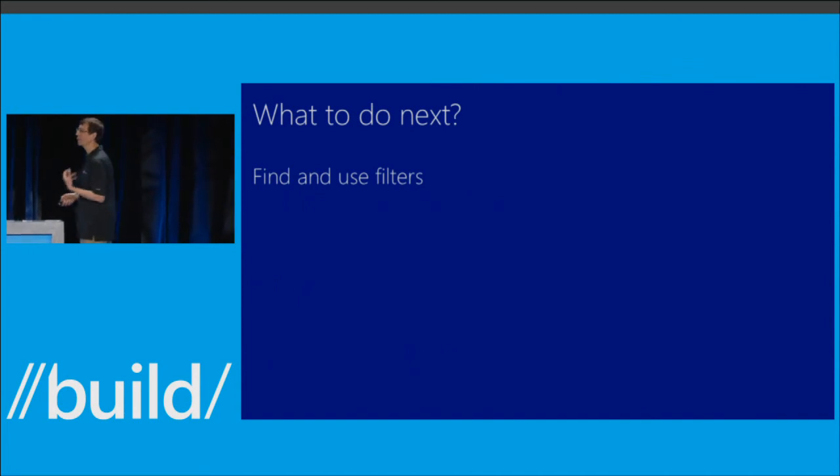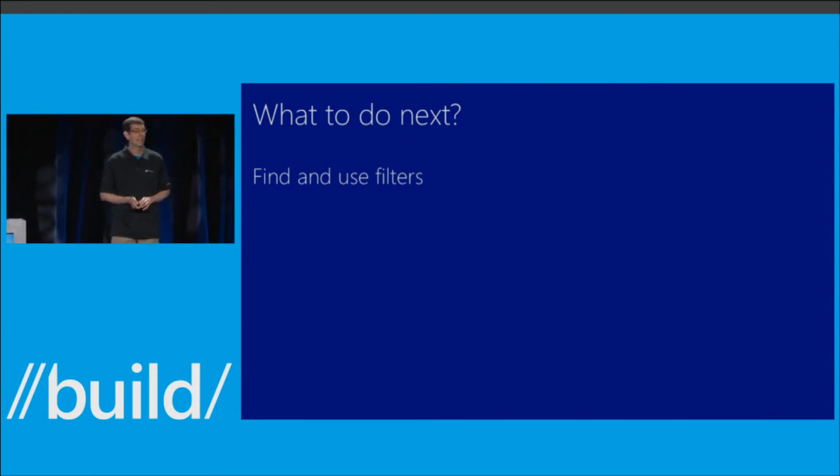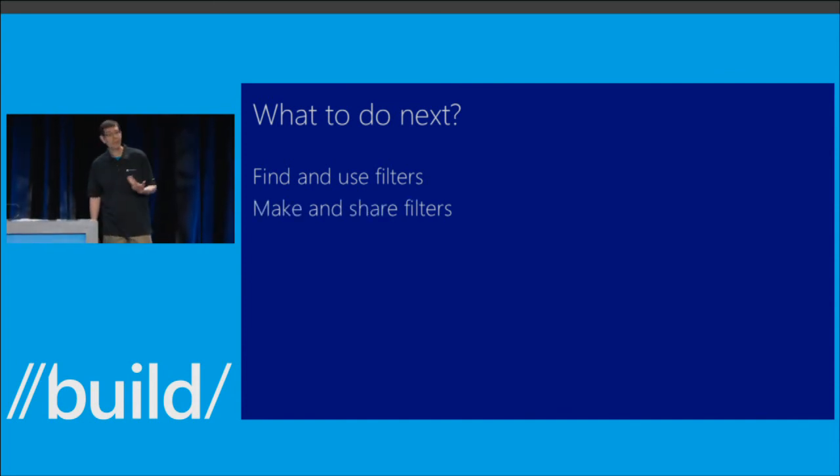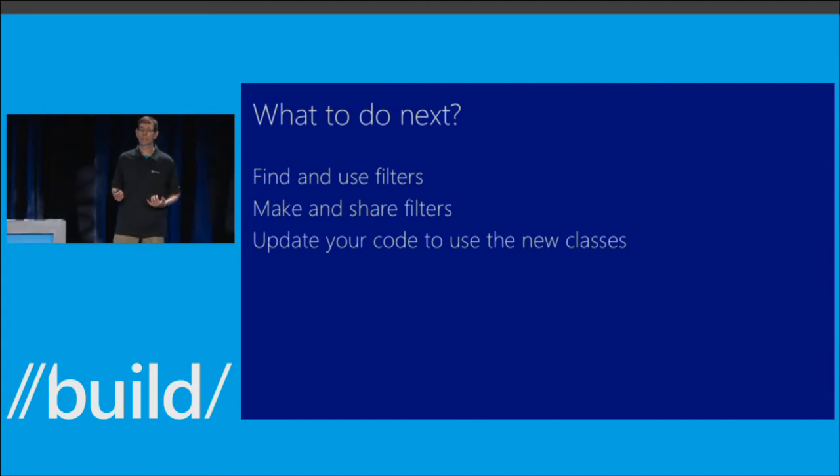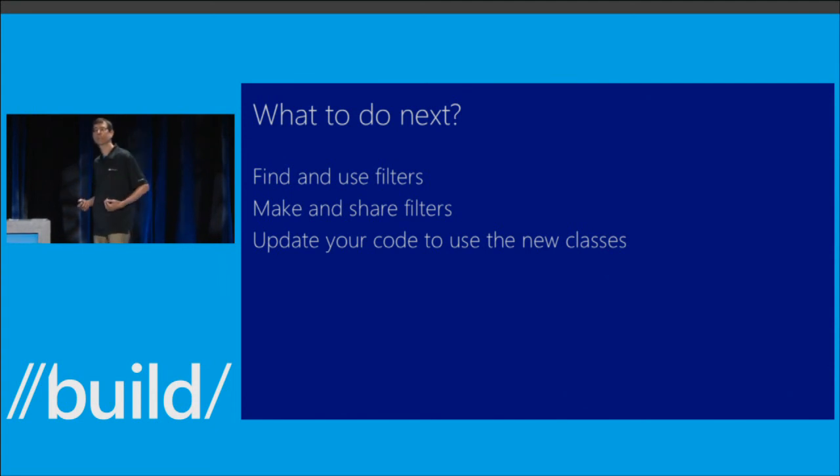And so with that, what I want you to do next is find and use filters. Do you connect to a website? You've got to start sending them email. How come you don't have a filter to handle my auth? Are you a library developer? You should be using these filters in order to handle your site properly in the way that you want to. And lastly, you've got to update your code to use the new classes. I want all of you to think about how you can update your System.NET code, your C++ code, your JavaScript code, to use these new classes.